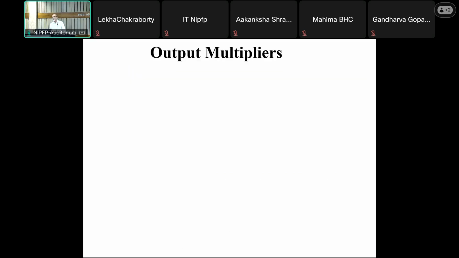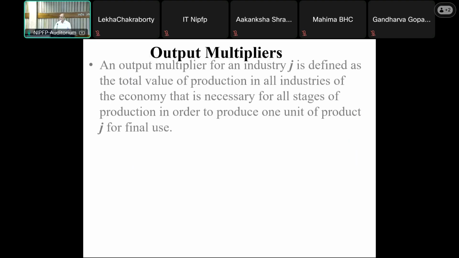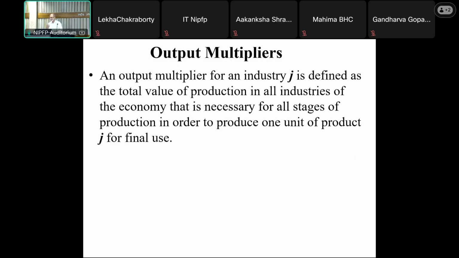Then how do you arrive at the output multipliers? The output multiplier for an industry J is defined as the total value of production in all industries of the economy that is necessary for all stages of production in order to produce 1 unit of product J for final use. So how do I find this from the input output table?